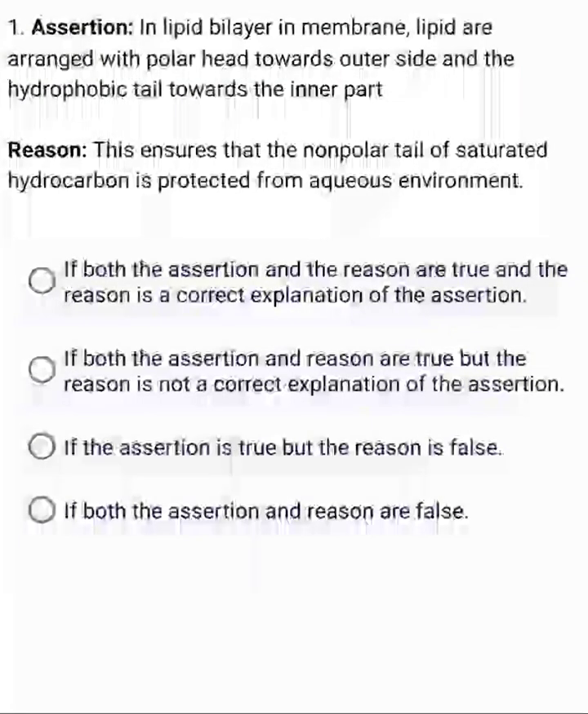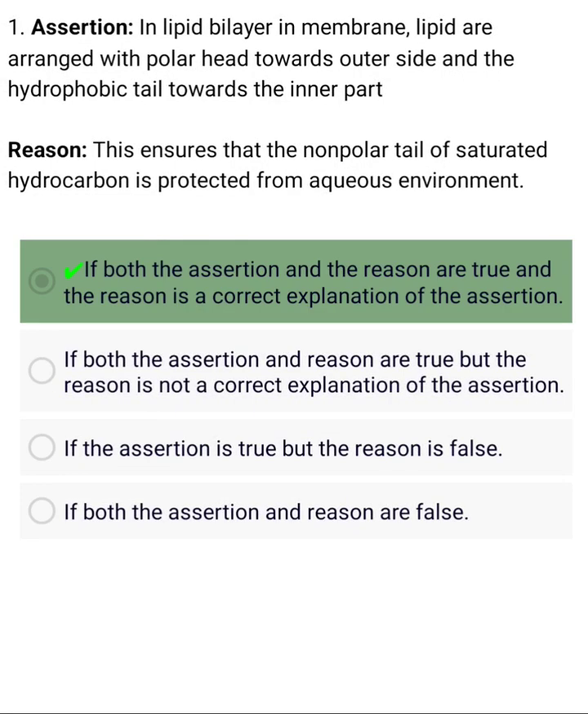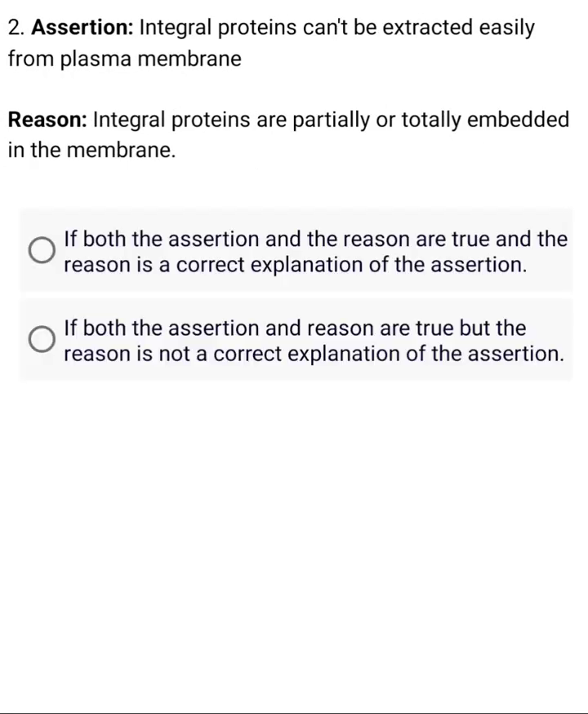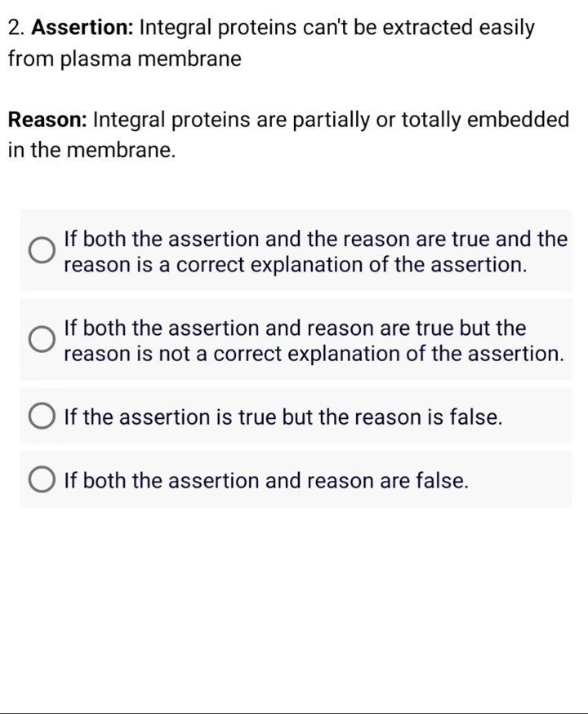Assertion: In the lipid bilayer of a membrane, lipids are arranged with the polar head towards the outer side and the hydrophobic tail towards the inner part. Reason: This ensures that the nonpolar tail of the saturated hydrocarbon is protected from the aqueous environment. A. If right. Assertion: Integral proteins can't be extracted easily from the plasma membrane. Reason: Integral proteins are partially or totally embedded in the membrane.